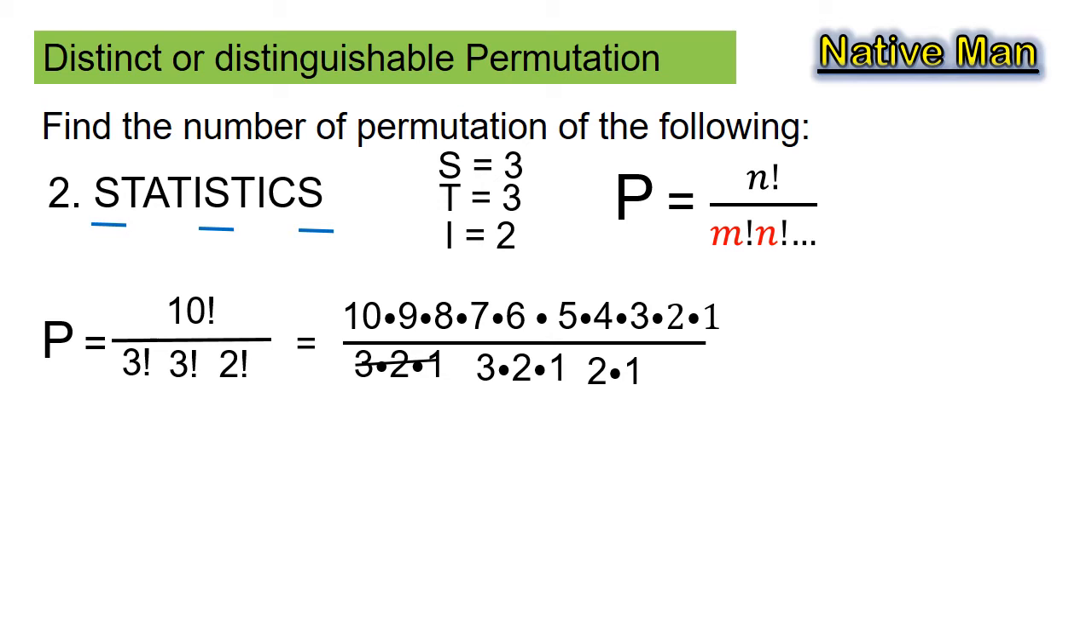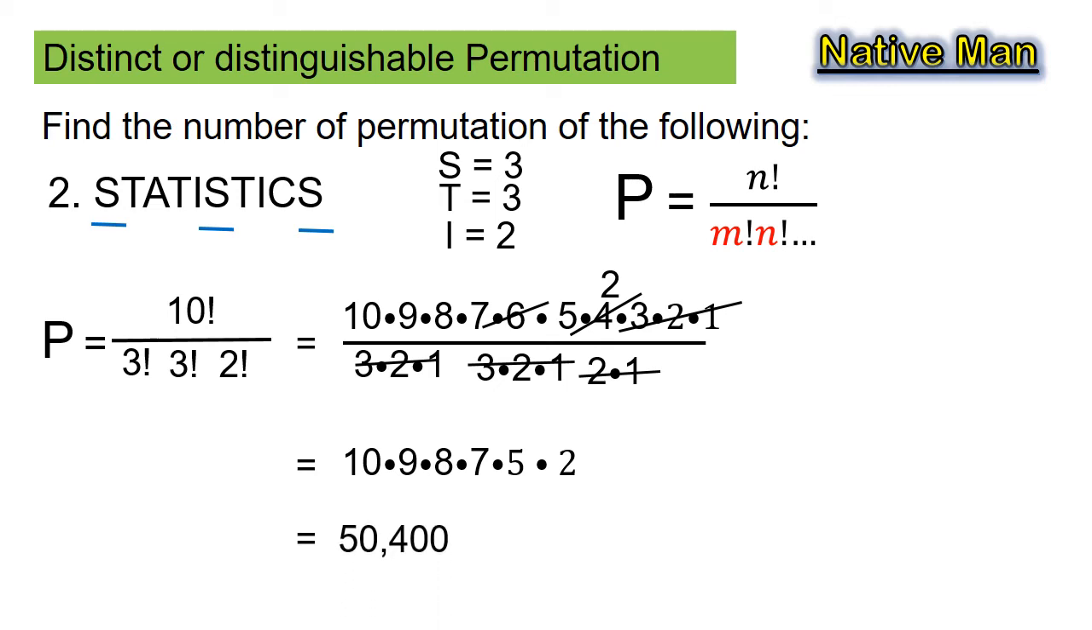So, by cancellation, 3 to 1 sa denominator, 3 to 1 sa numerator. So, another one, yung next, 3 times 2 times 1 is equal to 6. So, pwede pong i-cancel sa 6 sa numerator. And then, sa another one, yung 2 times 1 is 2, pwede pong i-cancel sa 10, 8, then yung 4. So, pinili ko po yung 4. So, 4 divided by 2 is 2, kaya maglalagay po tayo ng 2. So, ang matitira na lang po sa numerator ay 10 times 9 times 8 times 7 times 5 times 2. Okay? So, if you are going to multiply that one, that is equal to 50,400 distinguishable permutations. So, yan po yung distinguishable permutations ng word na statistics.